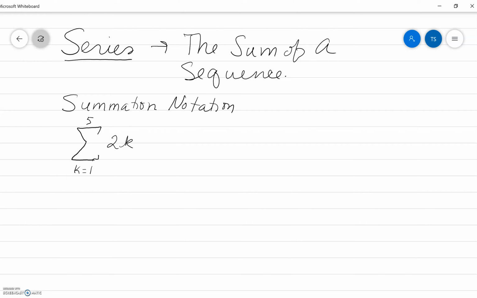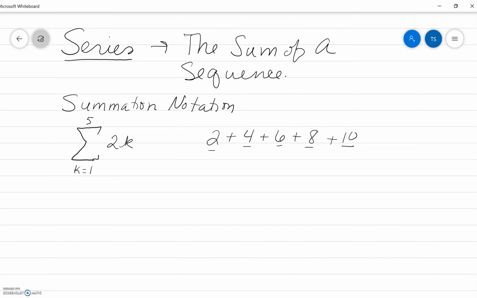Another way to write it would be just 2 plus 4 plus 6 plus 8 plus 10. This would be the first term, second term, third term, fourth term, fifth term. And that's the other way we can see them written. Now you just finished a unit on arithmetic and geometric sequences, so we're going to stick with that.